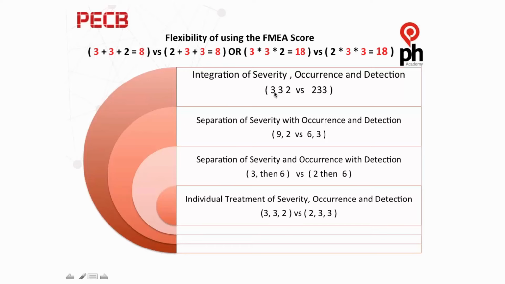And likewise, if I just limit myself with just looking at severity primarily and then combine occurrence and detection, I could have a 9, 2 versus 6, 3, which obviously between two risks, I'll have to prioritize the 9, 2 compared to my 6, 3. So this flexibility of using the FMEA score becomes very useful to not have to aim to address everything, to control everything, but to also look into the practicable way of prioritizing whichever risks are of higher impact and whichever risks are actually controllable and not controllable.